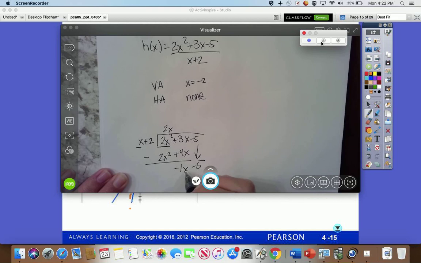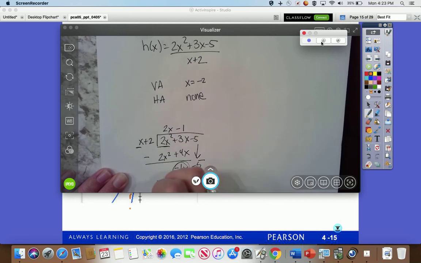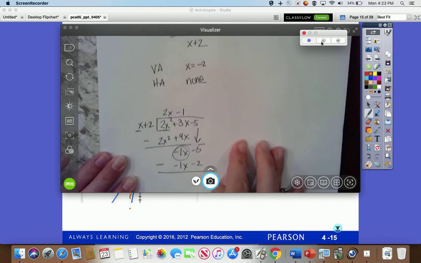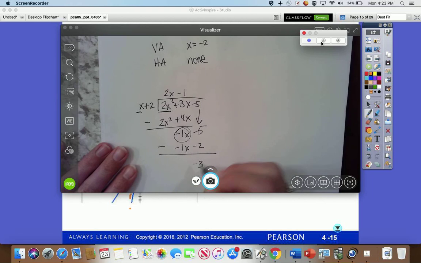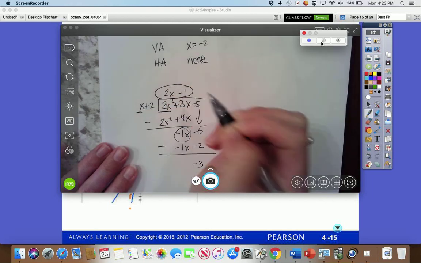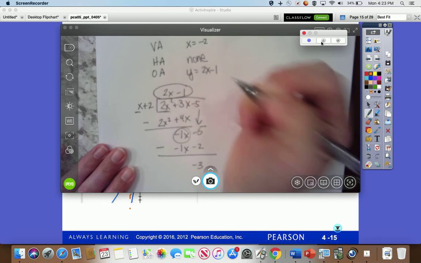Now we're going to divide the negative 1x by the x. So negative 1x divided by x is negative 1. Negative 1 times x is negative 1x. And negative 1 times 2 is negative 2. And we subtract this. Get 0. Negative 5 minus negative 2 is negative 3. We can't do anything with this remainder down here. So our oblique asymptote is y equals 2x minus 1.